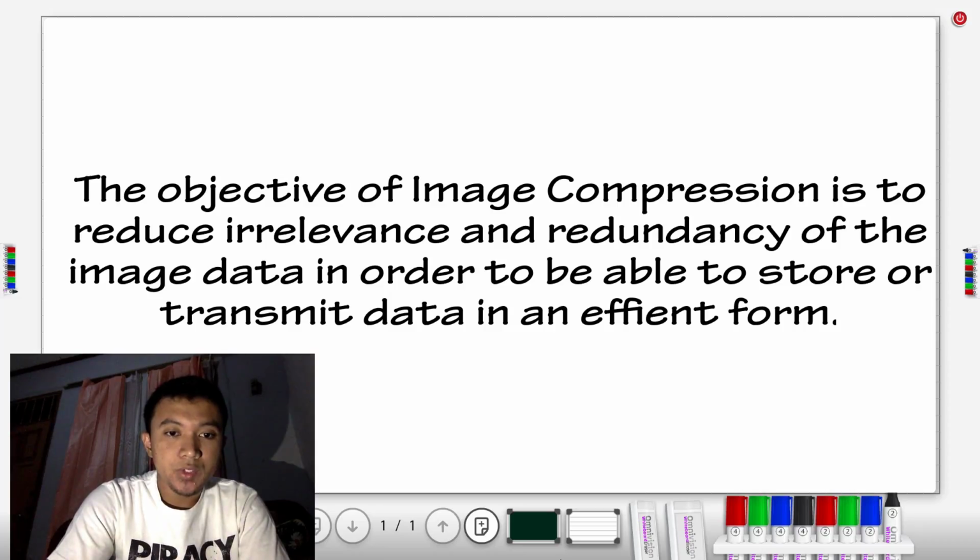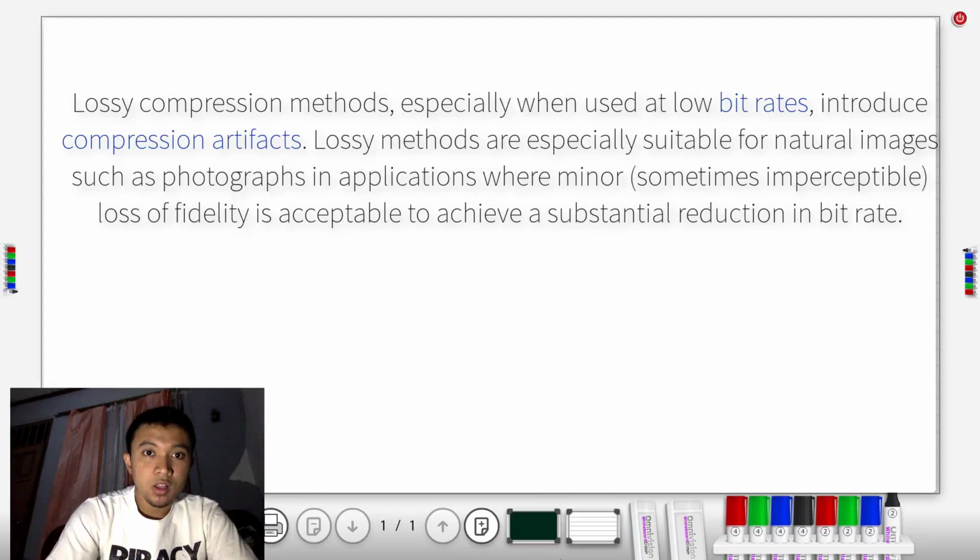The objective of image compression is to reduce irrelevance and redundancy of the image data in order to be able to store or transmit data in an efficient form. Lossy compression methods, especially when used at low bit rates, introduce compression artifacts. Lossy methods are especially suitable for natural images, such as photographs in applications where minor, sometimes imperceptible, loss of fidelity is acceptable to achieve a substantial reduction in bitrate.